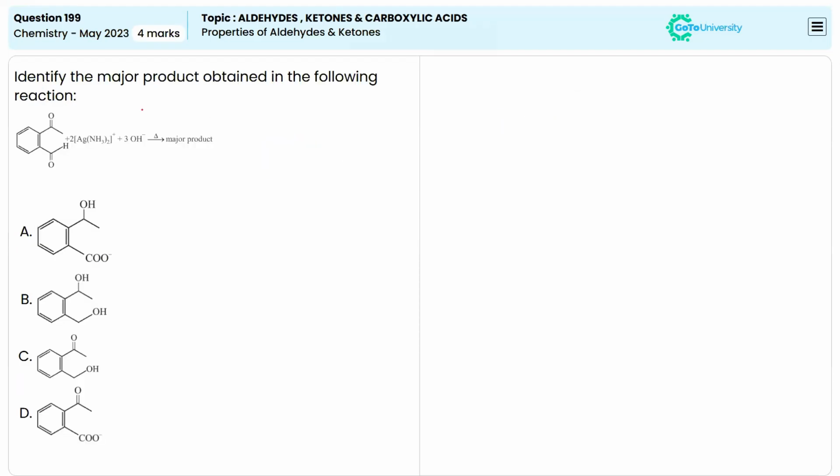In this question also we have to identify the major product of the given reaction. Here a ketone is reacting with Ag(NH3)2+ and OH minus. From the reagent itself it is clear that it is ammoniacal silver nitrate solution.